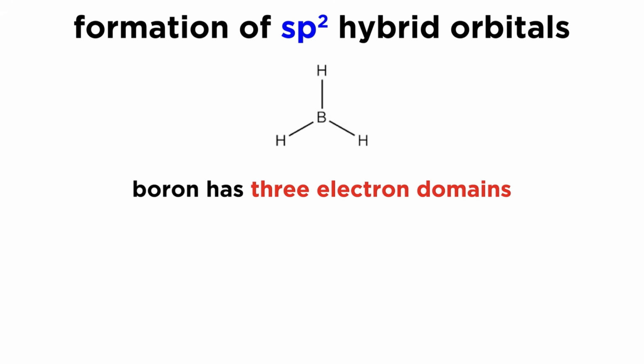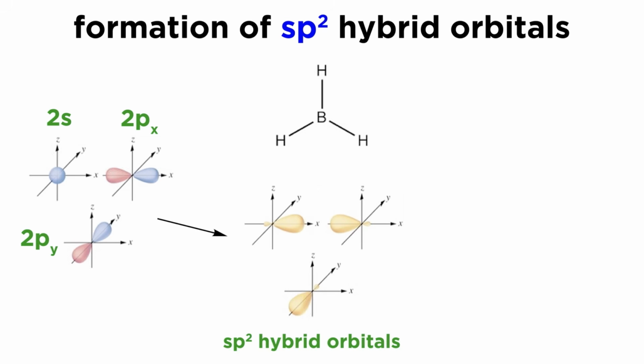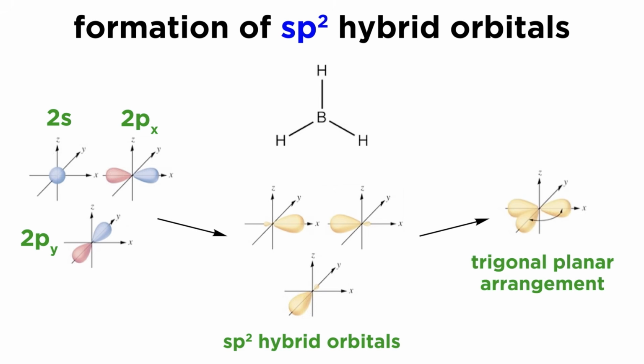If there are 3 electron domains around an atom, like there are for boron in this molecule, there need to be 3 hybrid orbitals to accommodate them. So an atom will take an s orbital and 2 of its p orbitals to make 3 sp2 hybrid orbitals. These orbitals will then repel each other so as to generate a trigonal planar geometry. The boron atom will therefore exhibit sp2 hybridization and trigonal planar geometry.